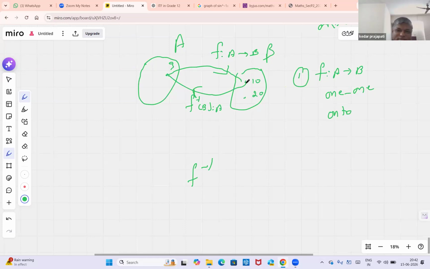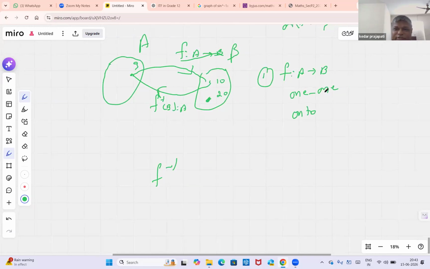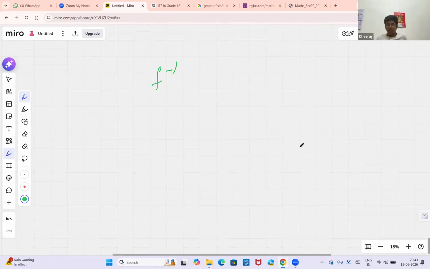So see, 10 has an image as 3, right? But 20 does not have an image. 20 is one element which does not have any image here, right? Yes. So what I'm saying is F from A to B, it is a function, right? So here whatever you told, if it's 1, 1 and onto, it is 1, 1 also and onto also. I'll tell you how it happens. This is very important that we understand this concept.